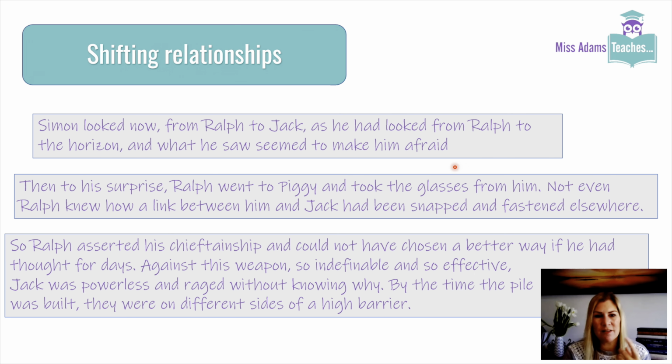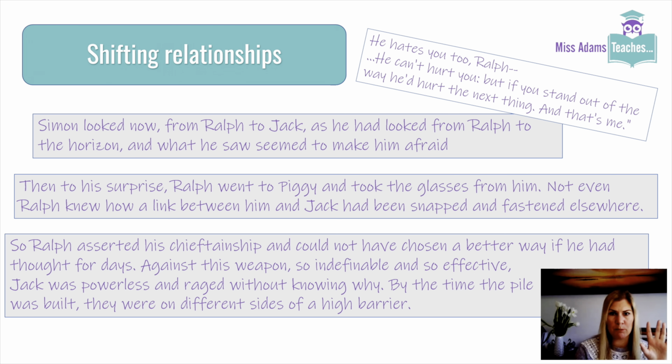And then just again a further useful little moment between Jack and Ralph. This is the moment where Ralph demands, by standing and not moving, that Jack has to build a fire in a slightly different spot. But the most important thing is by the time the pile was built, they were on different sides of a high barrier. So this is the shifting relationship.